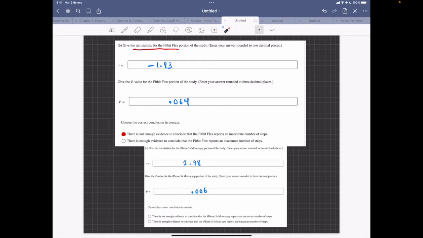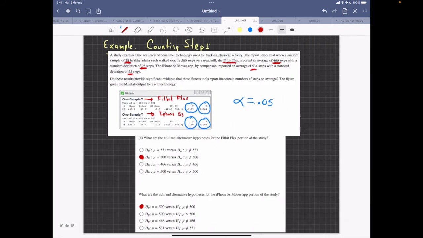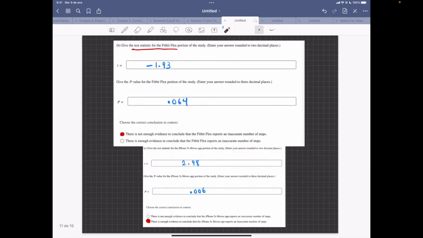So in this case, yes, there is enough evidence to conclude that the iPhone 5S Moves application reports an inaccurate number of steps. For the iPhone, yes, we are rejecting that mu is equal to 500, so the evidence goes in favor of different from 500. Actually, it's greater, right? Because the mean from the sample for the iPhone was greater than 500. All right.